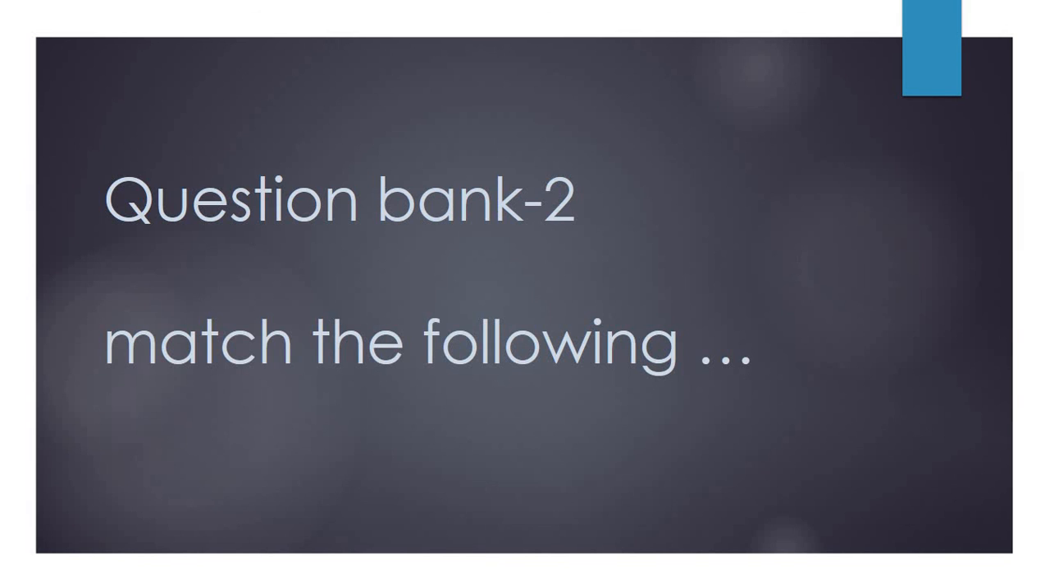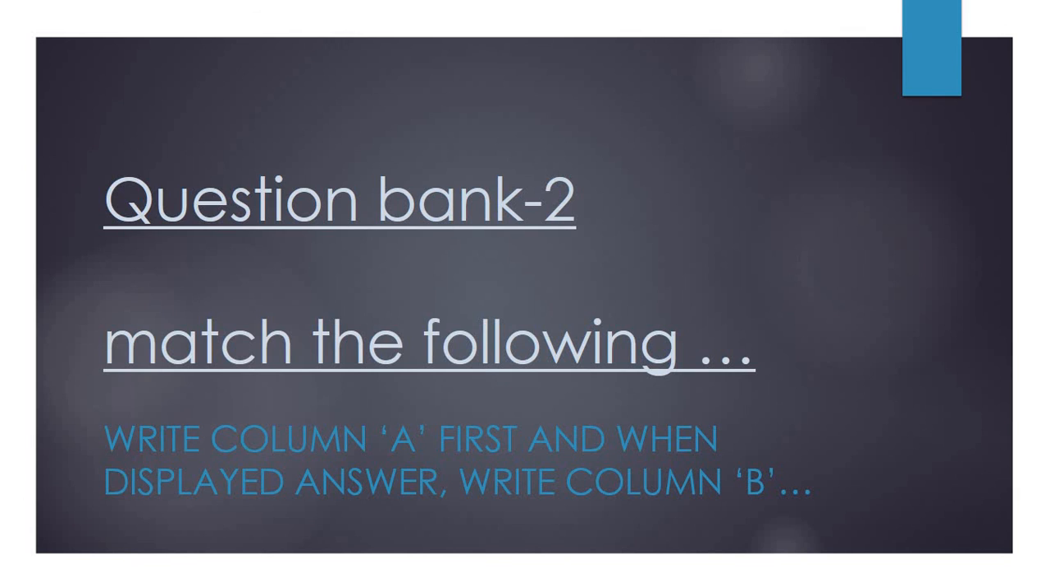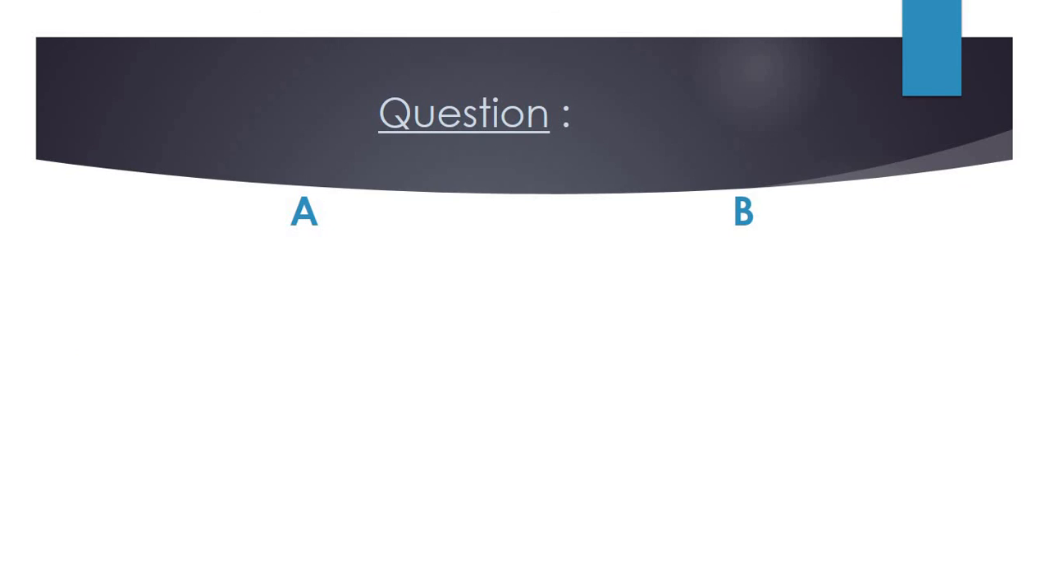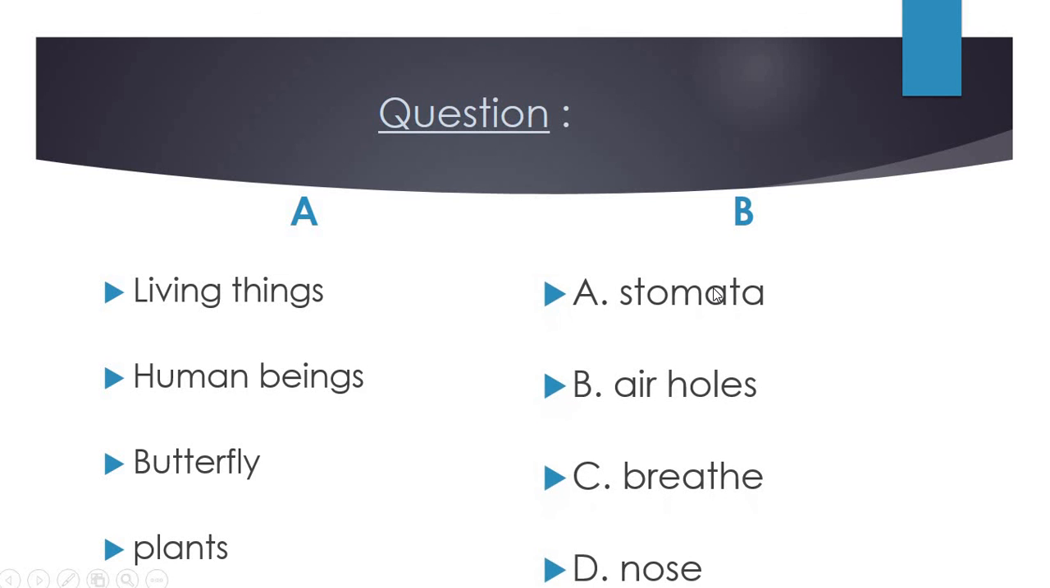What you have to do is, as we did with the previous match the following, you just have to write column A first, and when the answer is displayed you write column B. Let's get started. Please write down column A. Make sure when you write these words, you leave one line, and don't write column B. I will display the options, but you don't write them.